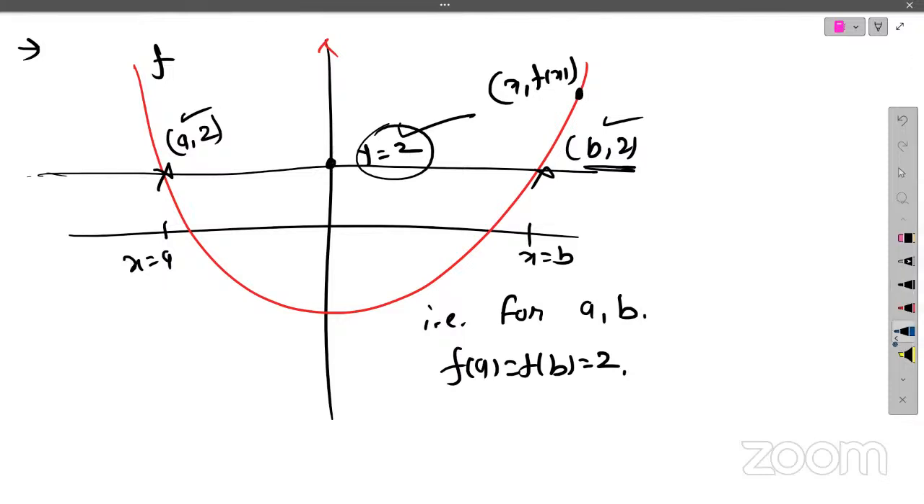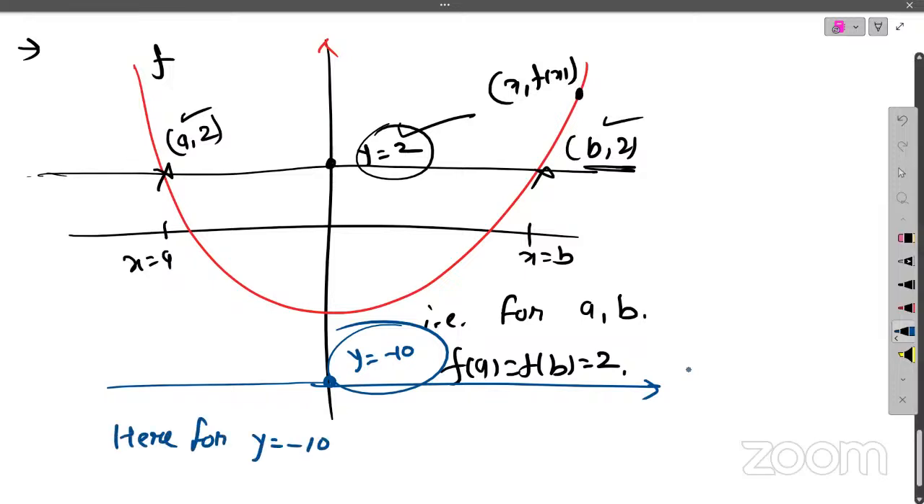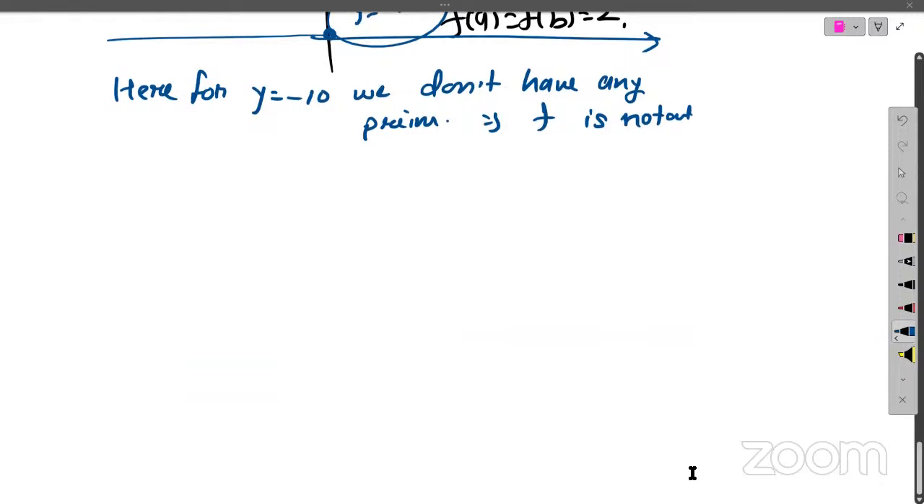But if you consider some y here, let's name it y equals minus 10. Then if you draw a horizontal line here, this horizontal line is not intersecting our graph. So for this y equals minus 10, we don't have any input point, or we don't have any pre-image. And that implies our function f is not onto. Now let's take an example of a function which is onto.